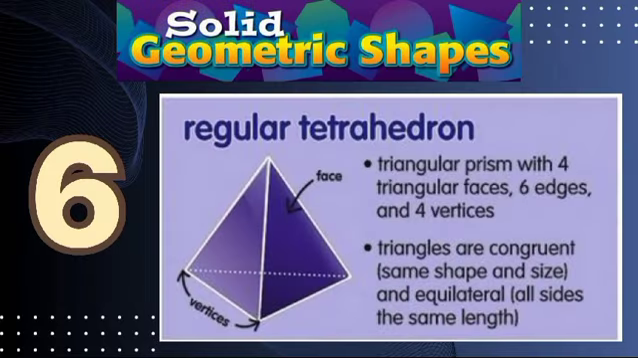Number 6, regular tetrahedron: triangular prism with four triangular faces, six edges and four vertices. The triangles are congruent, same shape and size, and equilateral, all sides the same length.